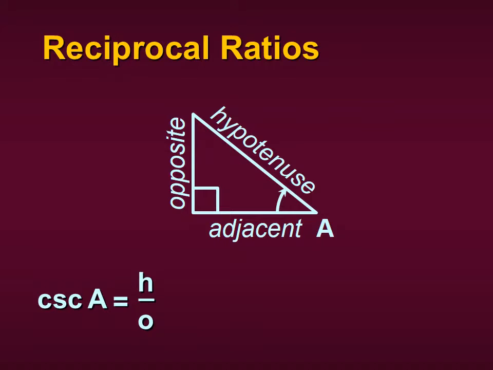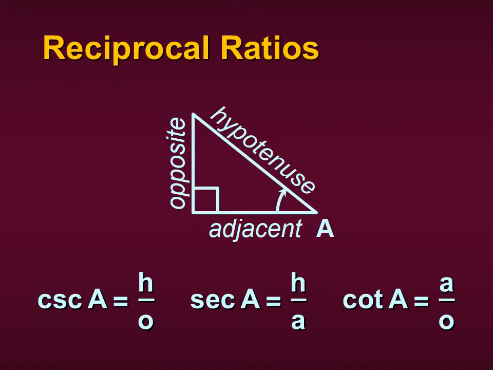So cosecant is a reciprocal of sine, and sine is opposite over hypotenuse, which means cosecant is a reciprocal, so it's hypotenuse over opposite. Then we have secant, which is the reciprocal of cosine, and since cosine is adjacent over hypotenuse, the secant would be hypotenuse over adjacent.